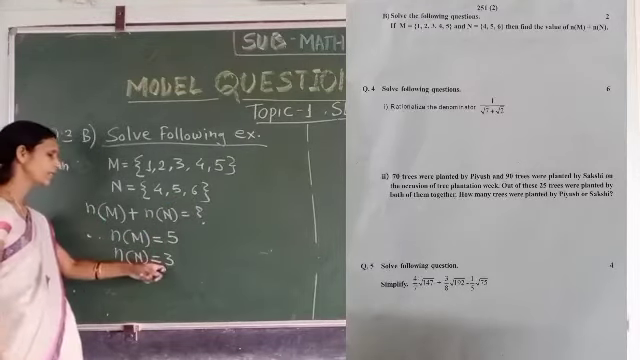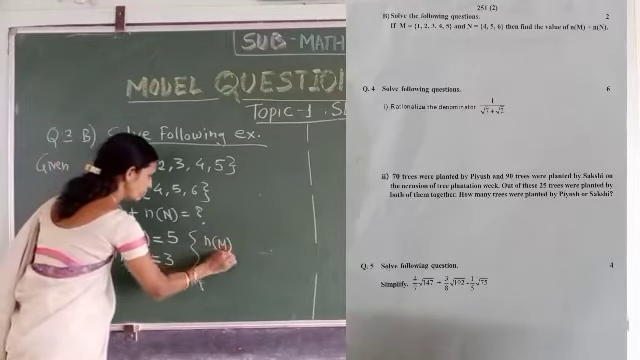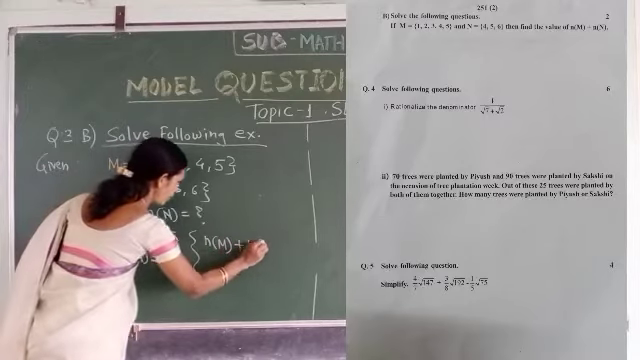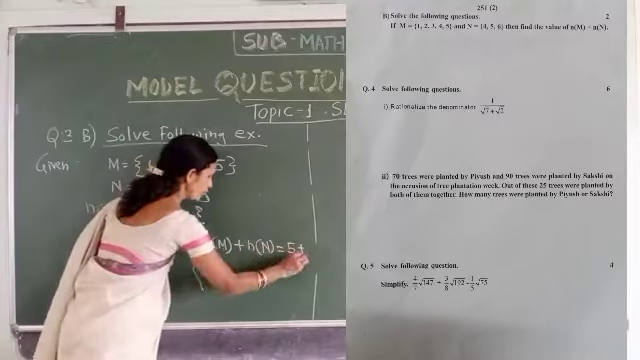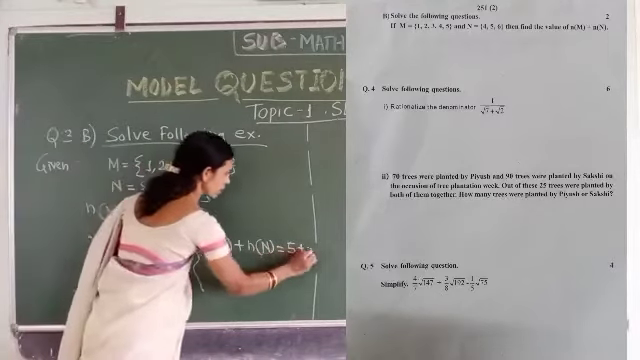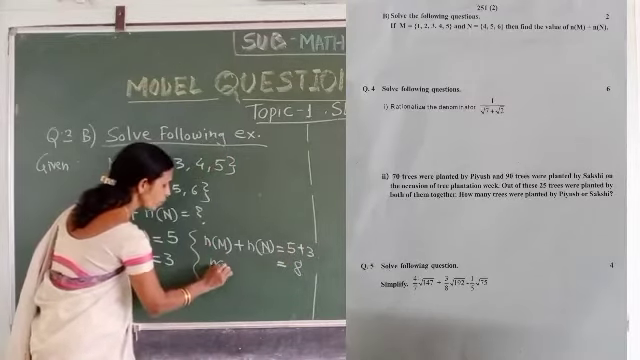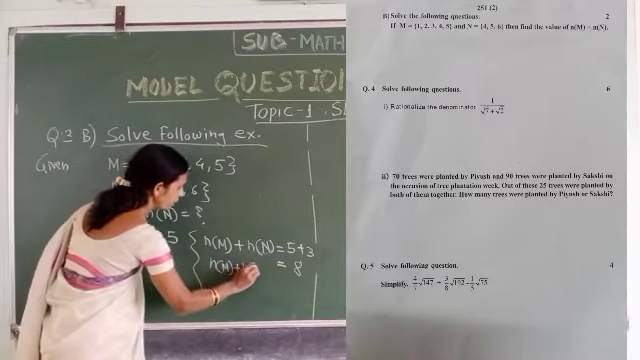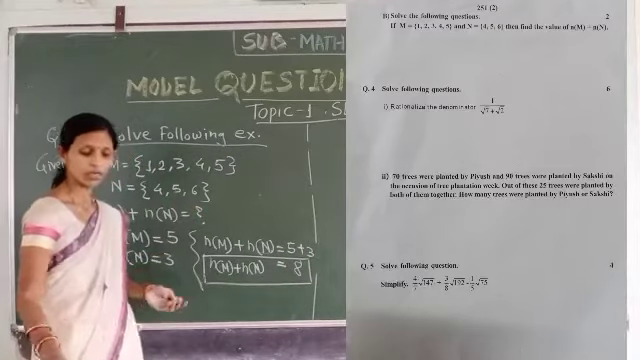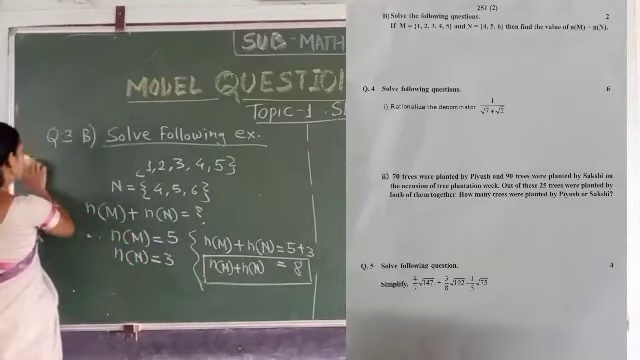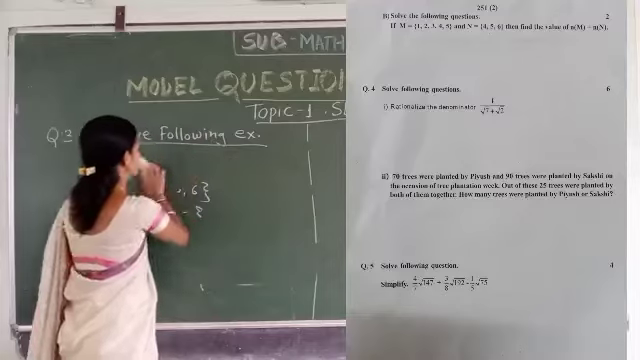Therefore, we can write 3 here, and we have to find the number of elements in M plus the number of elements in N. Here the number of elements in M is 5 plus the number of elements in N is 3. Therefore 5 plus 3 is 8. Therefore the sum of the number of elements in M and N sets is 8. We have solved examples like those in the chapter sets.